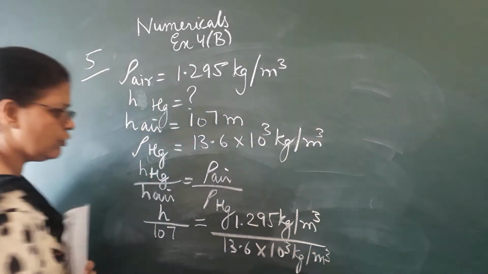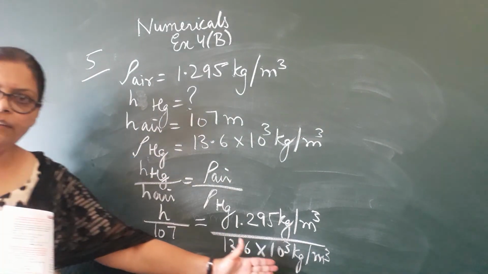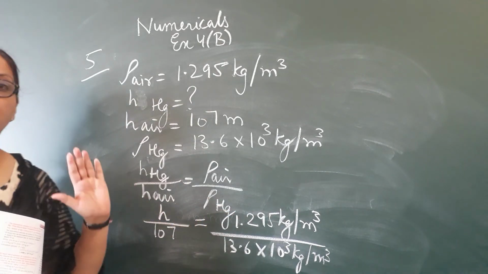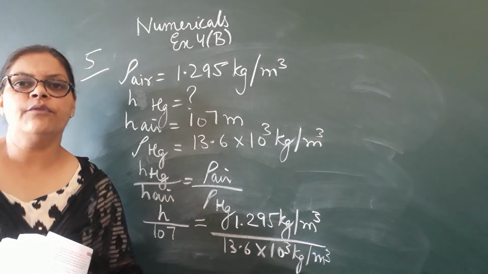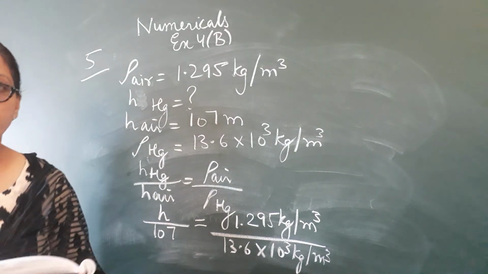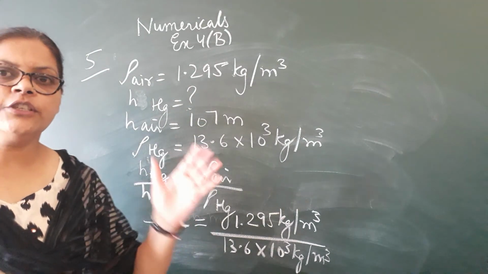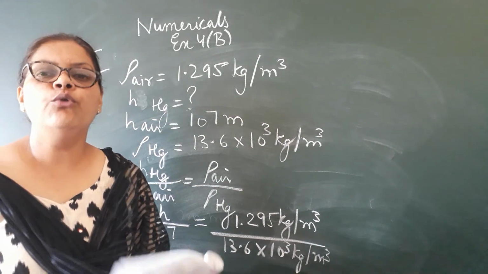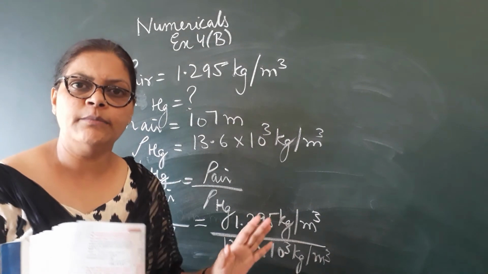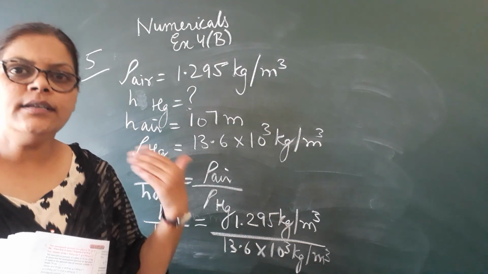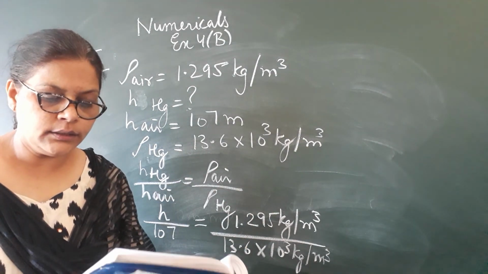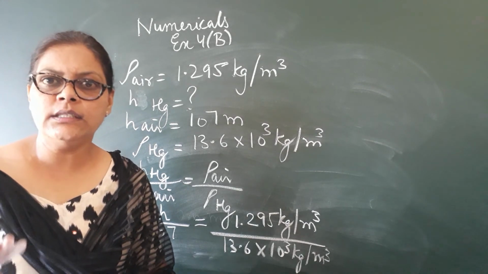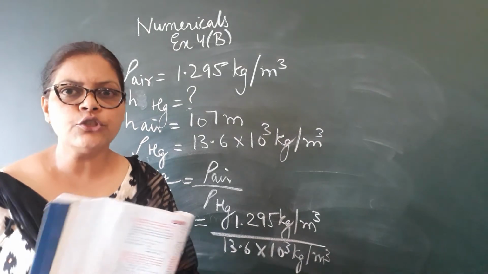Now just see children, it's very clear. You've got three values, you have to find out the fourth one. You will do it on your own. It is a very direct question. So children, with this I finished the 5 numerical problems of exercise 4B. You have to solve all these numerical problems in your FAIR registers, understand them. Only the third numerical problem is slightly different, rest all are very easy. Okay, I hope you have understood it.